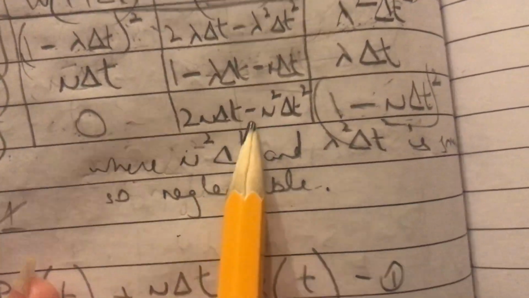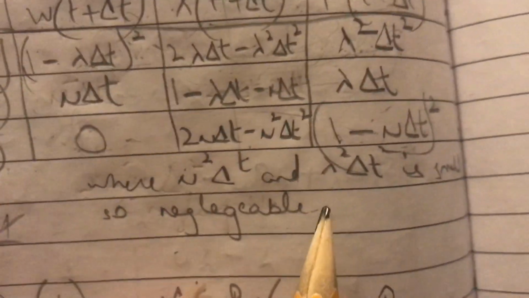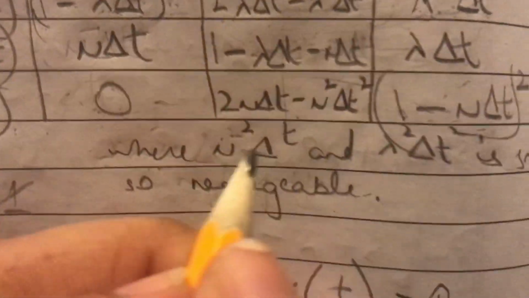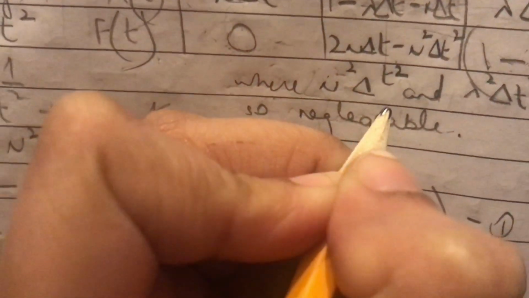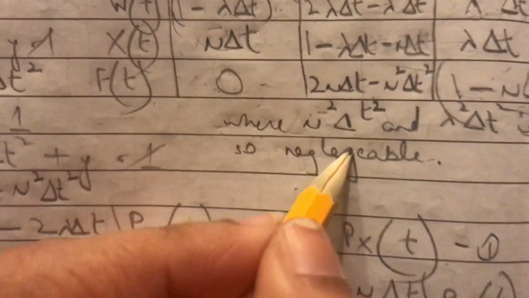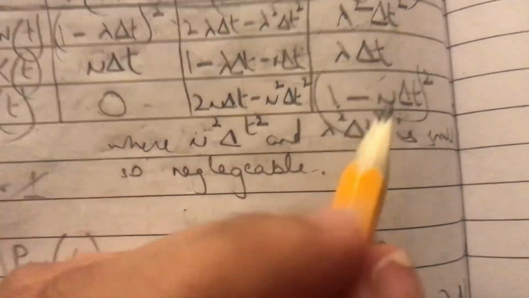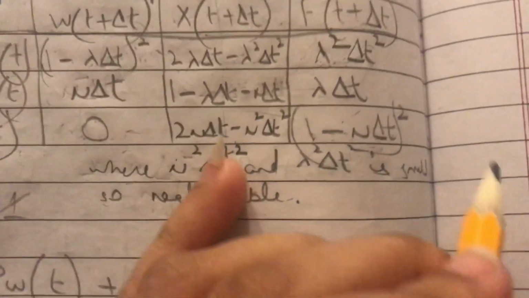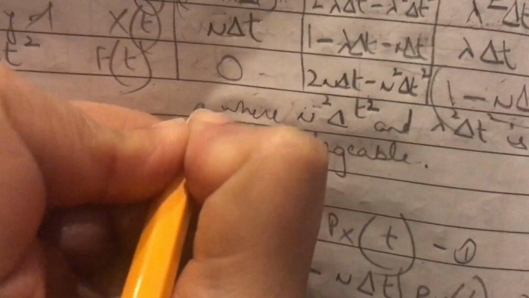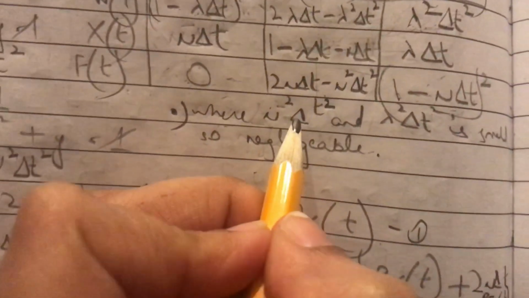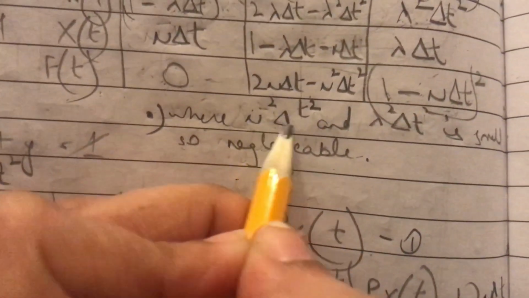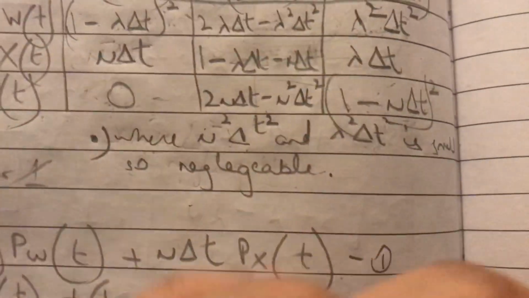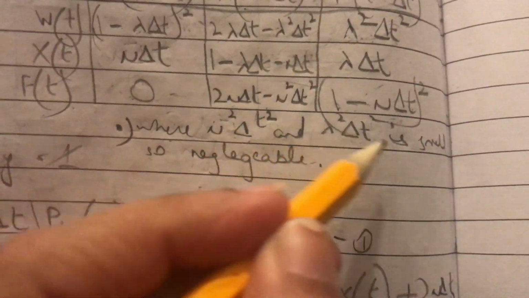Where mu square delta t square, I think this square is missing here. Yeah, mu square delta t square and lambda square delta t square, it is here, and it is small. They are very small, so they can be negligible. So what we assumed is that delta t square, mu square delta t square and lambda square delta t square are really small, so we can keep them as 0.